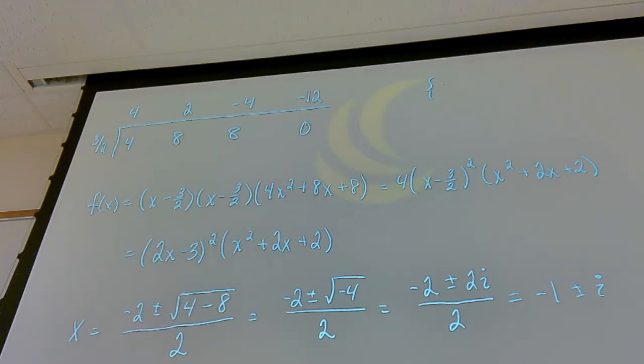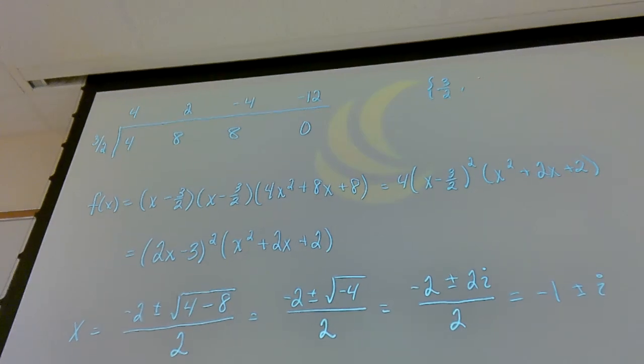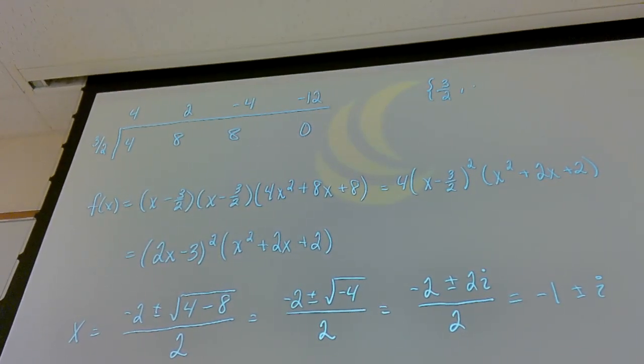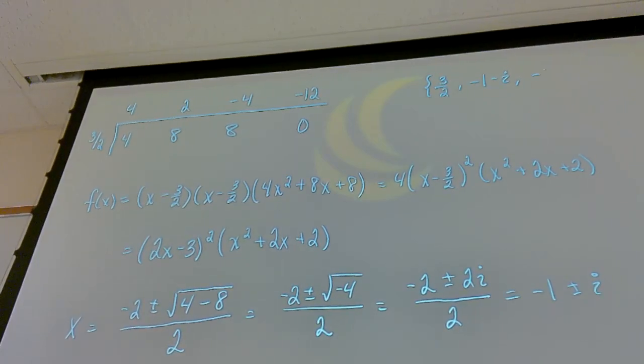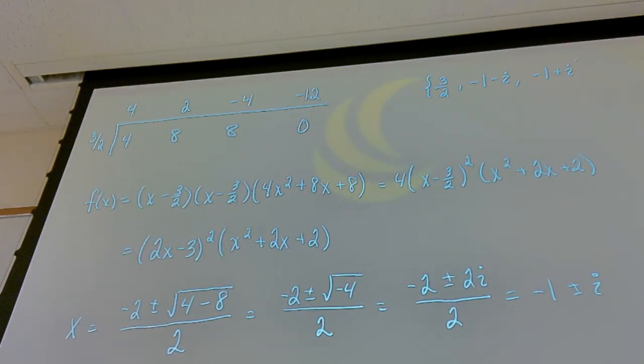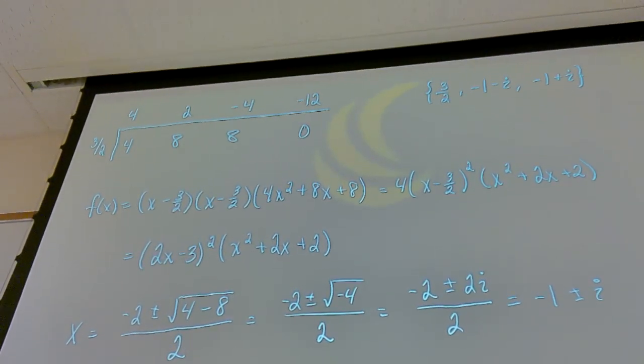So here are the zeros. 3 halves. It occurs twice. I don't need to write it twice. Then -1 minus i, -1 plus i. Those would be your 3 zeros. Or 4 zeros, right? Because 3 halves occurs twice.